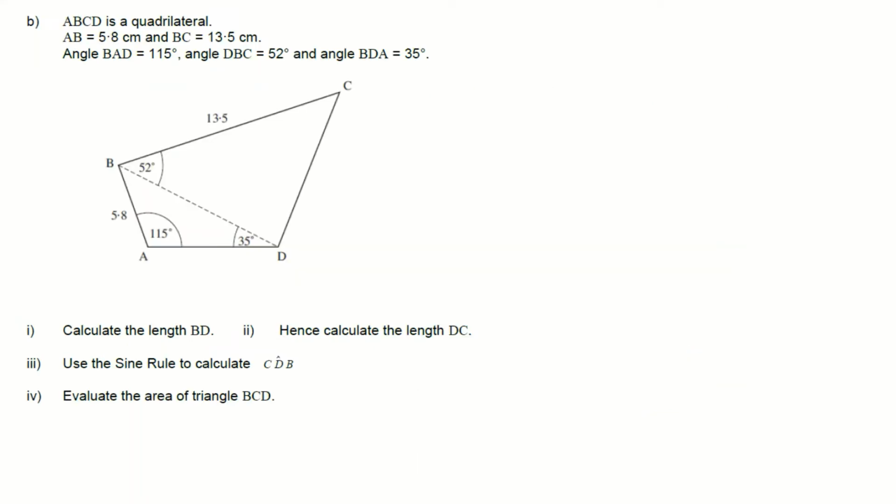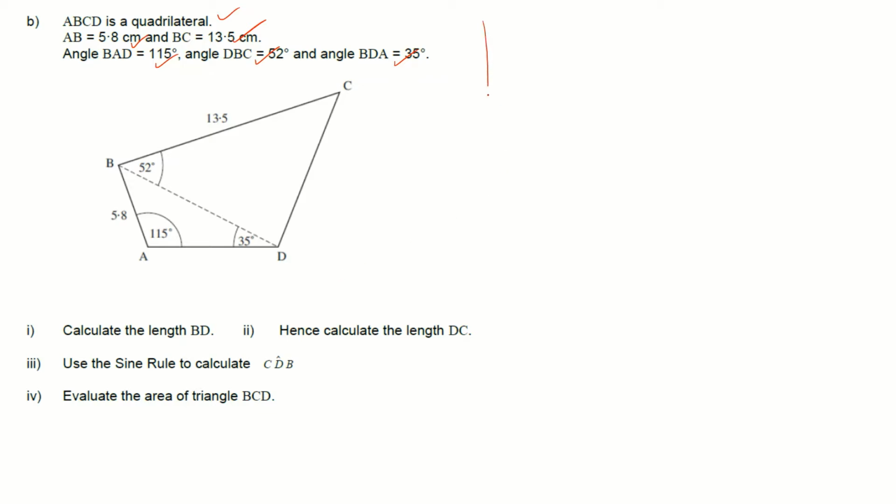Next question then. Oof, this is a big boy here. So ABCD is a quadrilateral. It's got 4 sides. AB is 5.8. BC is 13.5. BAD is 115. DBC is 52. BDA is 35. It's all on the picture, but you've got to check.